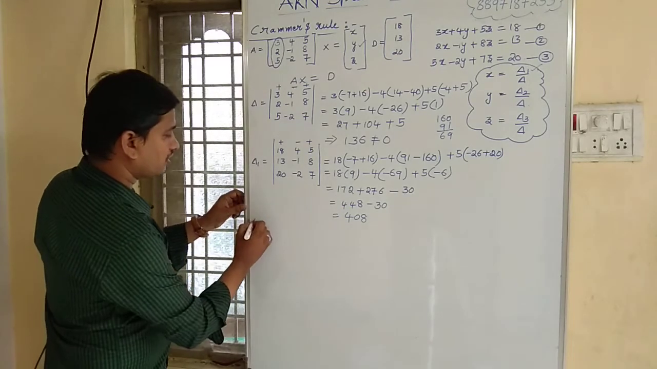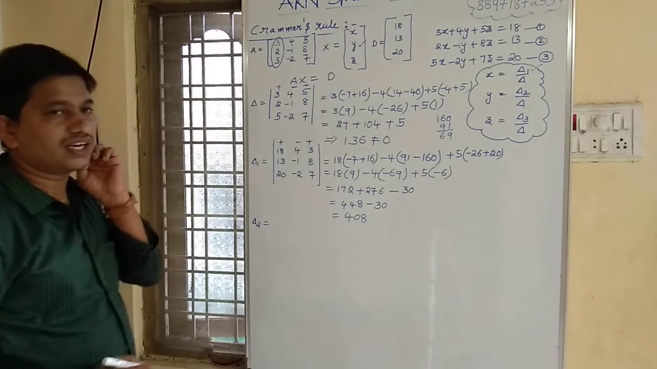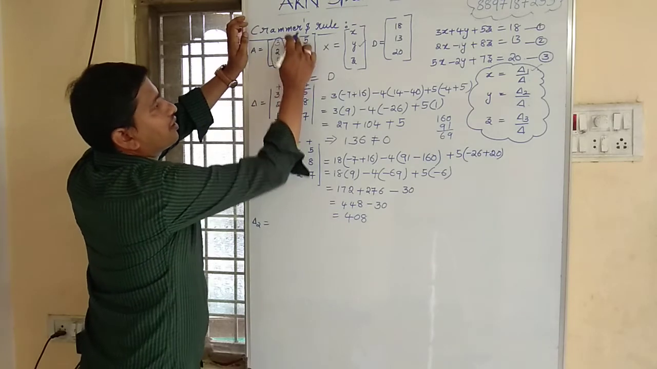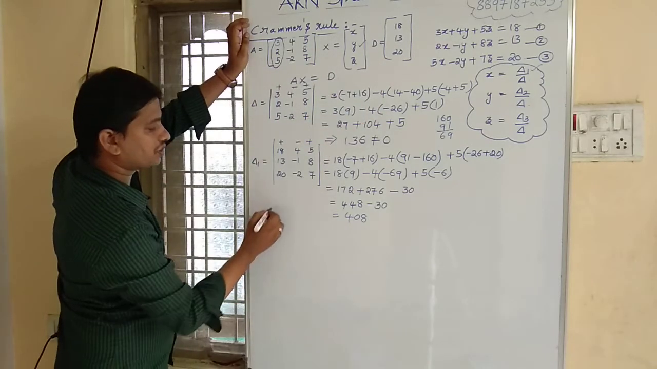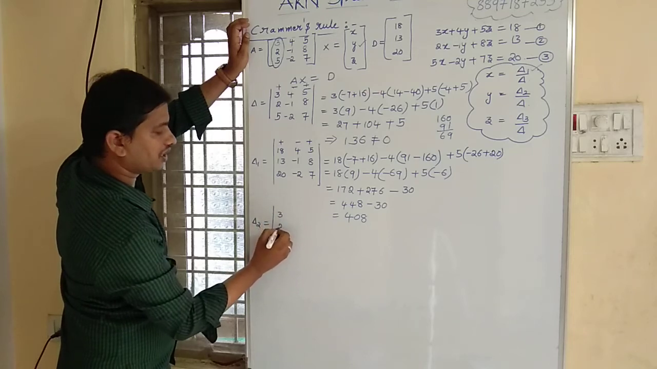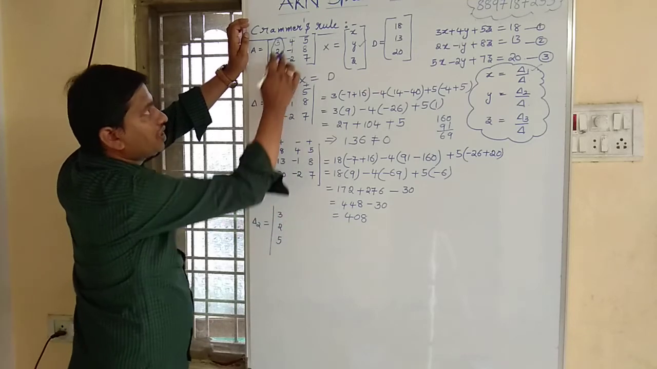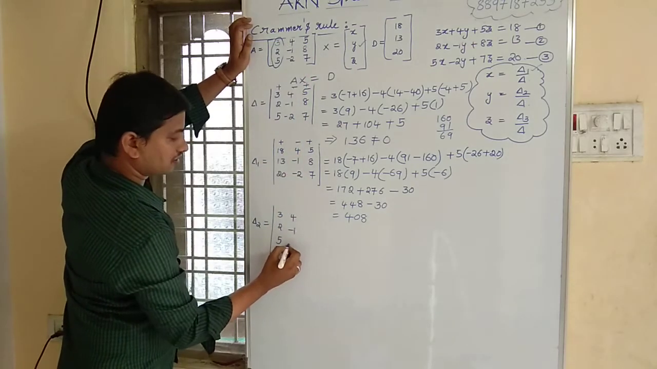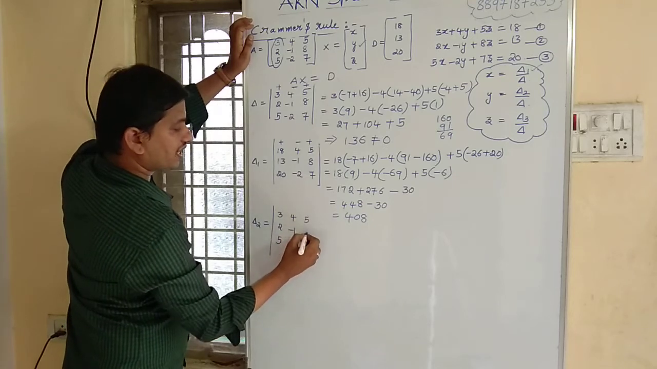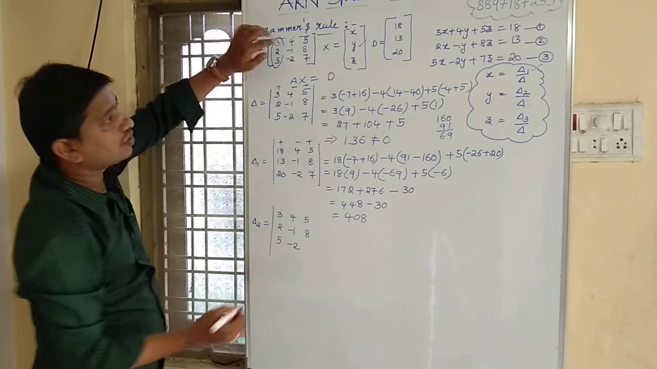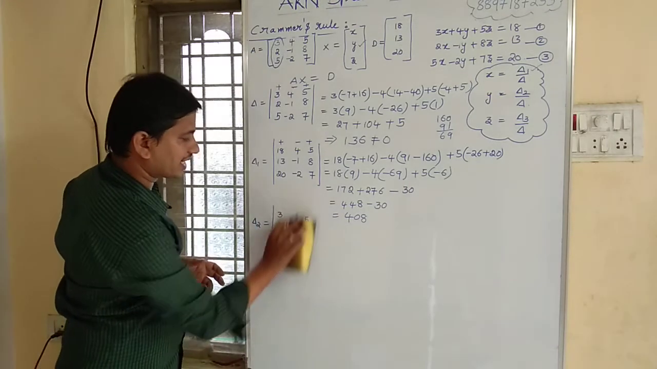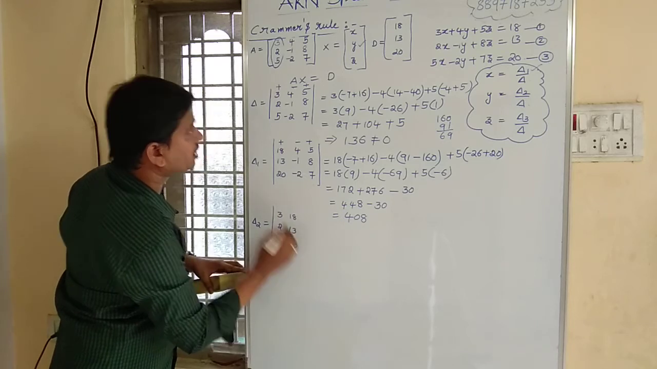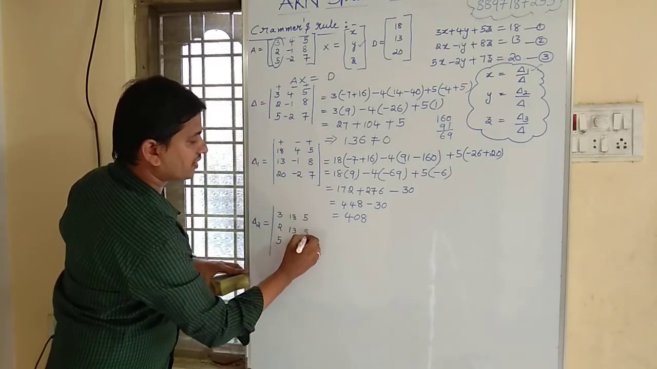Okay. Now let us find delta 2. Children, how to find delta 2? We need to replace the second column with the constant matrix. First column as it is, children. First column is 3, 2, 5 as it is. We need to replace the second column, 4, minus 1, minus 2, with the constant matrix 18, 13, 20, and the third column as it is, 5, 8, 7.